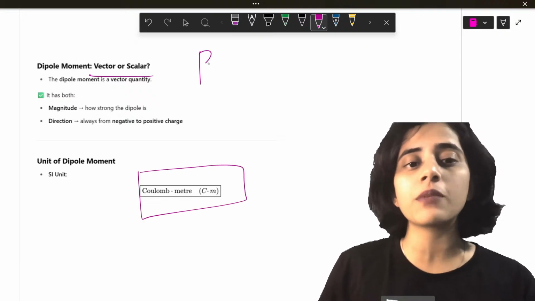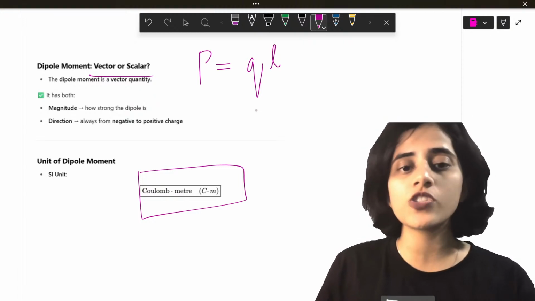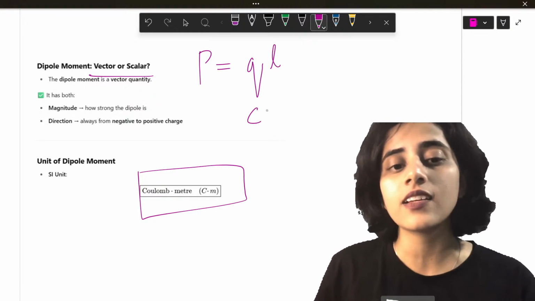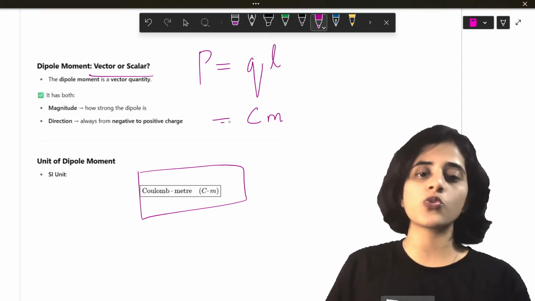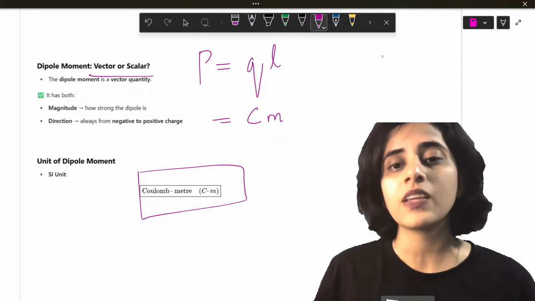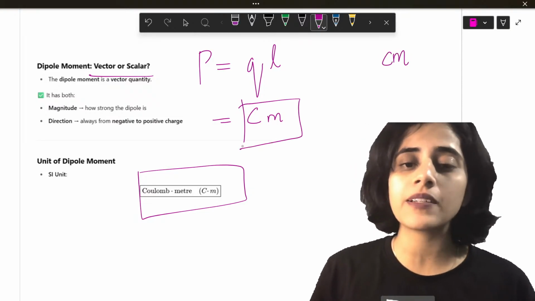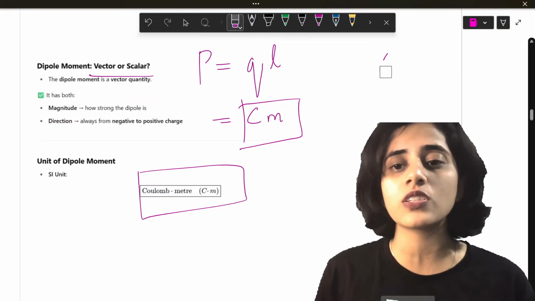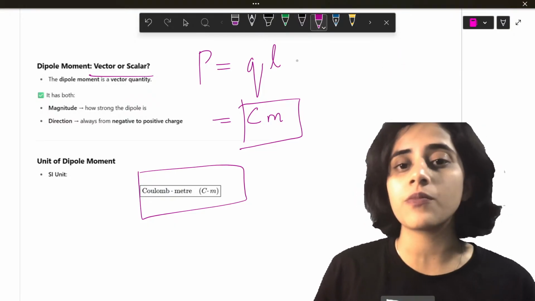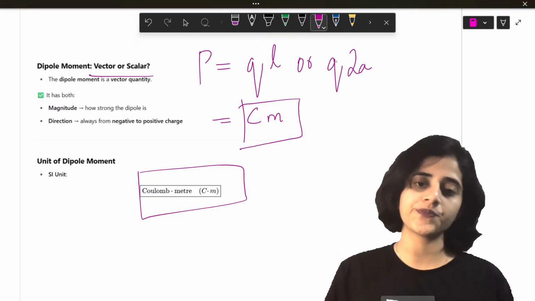Why is it coulomb meter? Because it is Q times L. Q is charge, which is coulomb. L is length, which is meter. So students, don't get confused. This is not centimeter. This is coulomb meter. Centimeter will be small letter c and small letter m. This is capital letter C and capital letter M. So this is coulomb meter. QL or Q2A, both are the same. Okay?